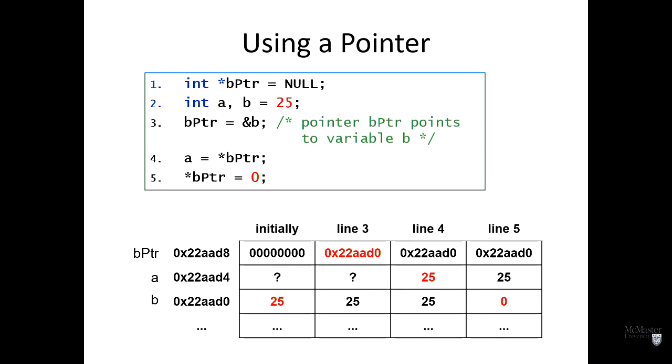Would you be allowed to, if you were to define A and B first, could you then assign the pointer to the address of B all in one line?